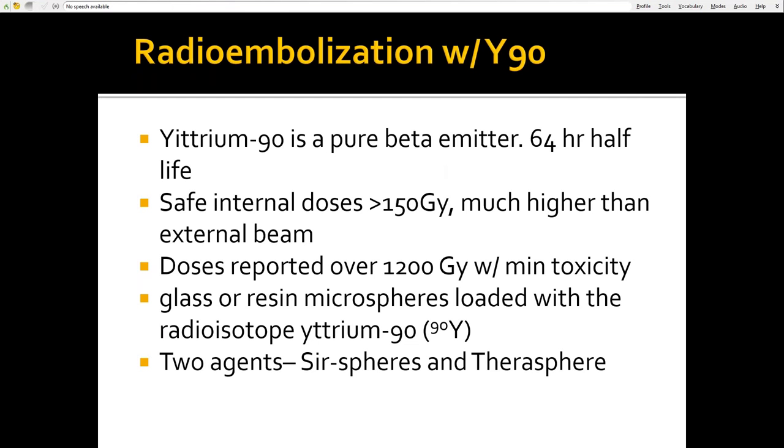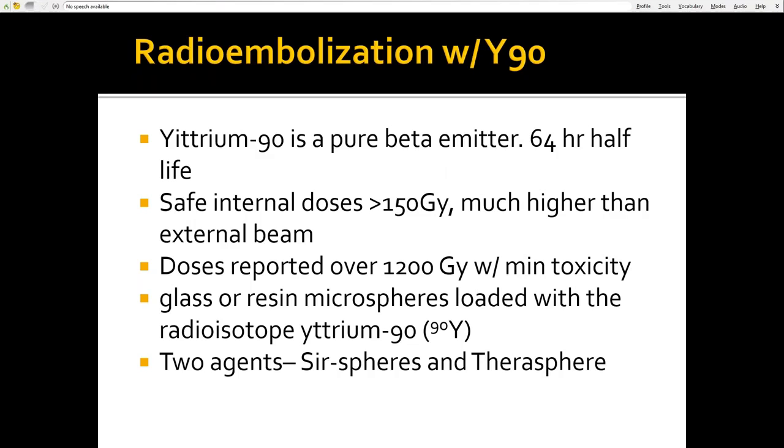The next thing we'll talk about is something called radioembolization. During my fellowship, we did a ton of radioembolization, and we used agents known as Therasphere or Sirsphere, just depended on the operator and basically the day. I don't know, maybe it was the weather, but either one was utilized to help treat these patients.